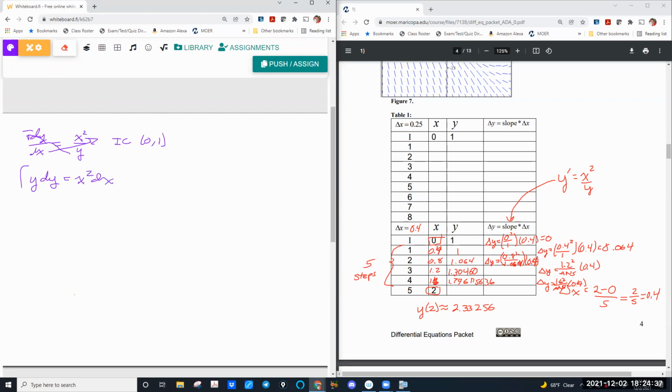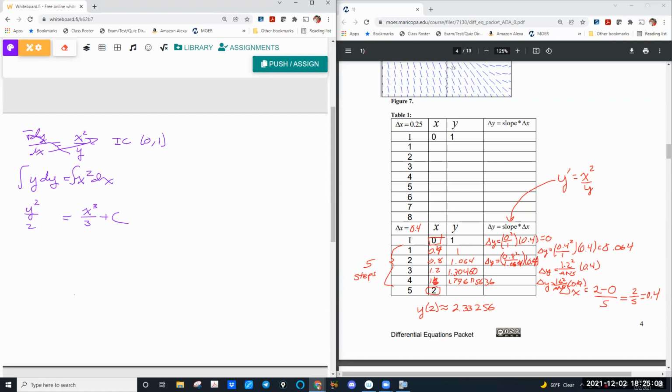Once we have them separated, we integrate both sides. Pretty easy antiderivatives on this one. y squared over 2 equals x cubed over 3 plus c. We need c at some point. Where we find c is completely up to us. We could find c right now if we want to.